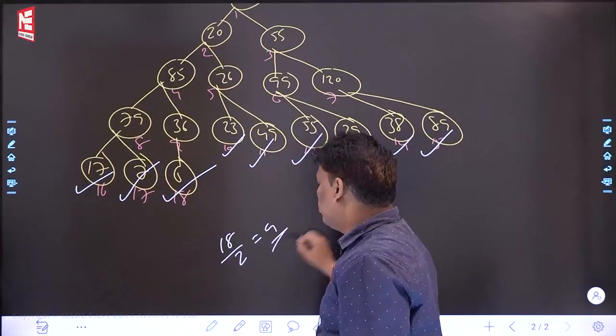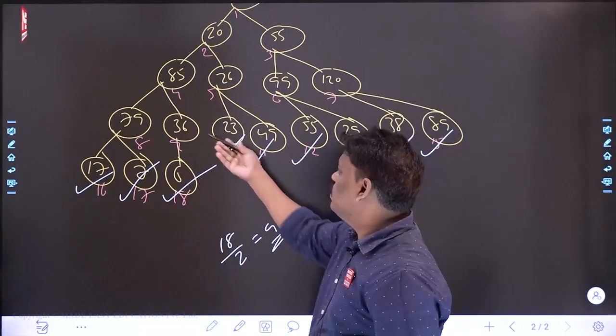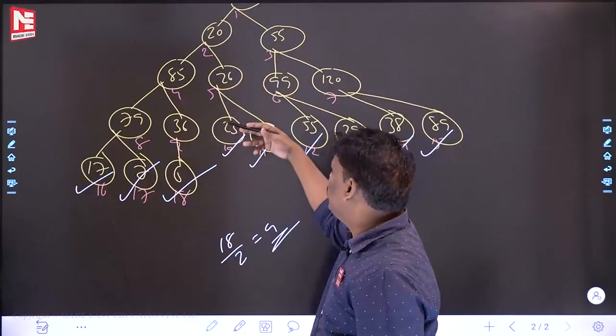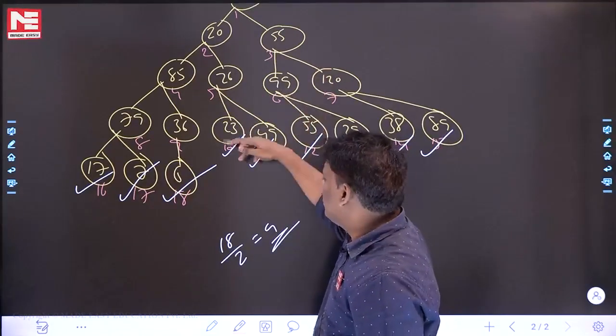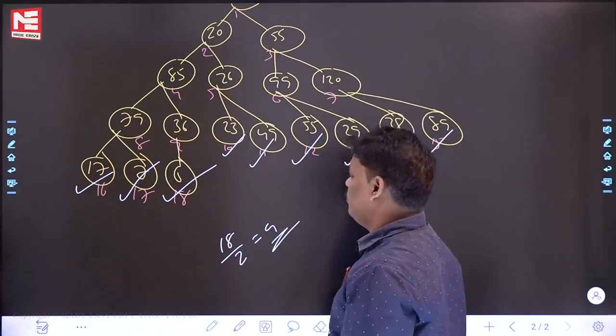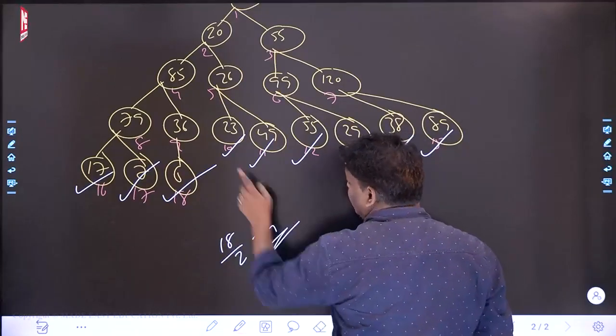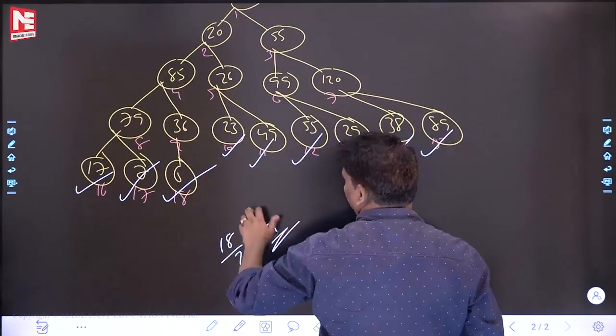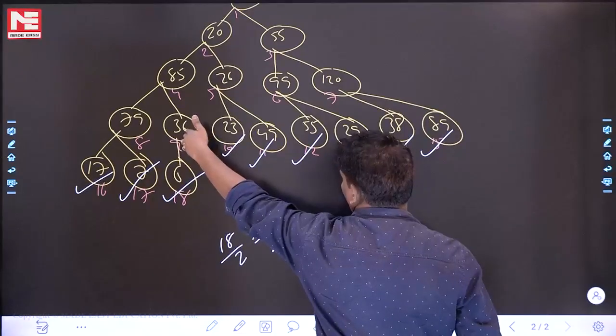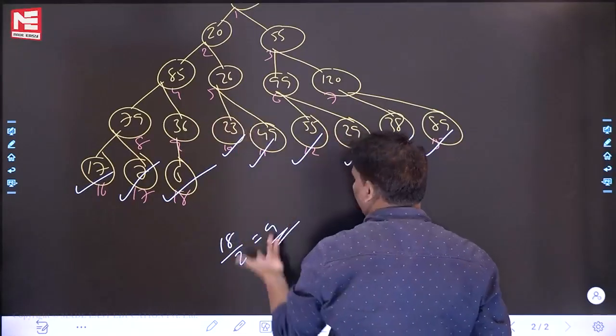9. See, no fraction came. So 1 to 9 are going to be non-leaf. From 10 onwards, they are going to be leaf. So 18 by 2 is 9, until 9 there is no fraction, until 9 non-leaf. After 9, leaves will be there.